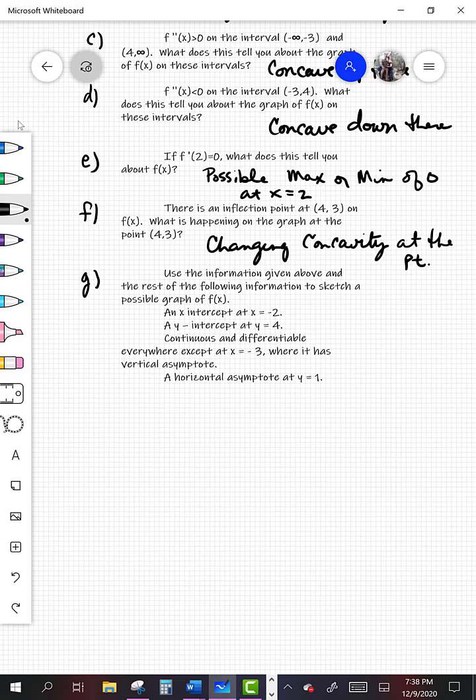So A, B, C, D, E, and F each are worth 1 point each. So that's 6 points right there. G is going to be worth 4 points.